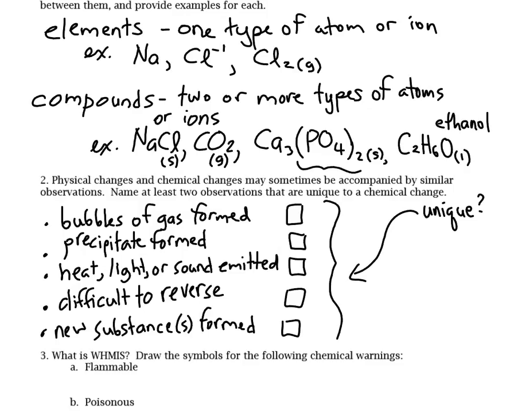Just consider breaking up something into smaller pieces. It's a physical change, but it could make sound like chopping wood. So really the first 3 sometimes can be found in both physical and chemical change. Difficult to reverse. Irreversibility as an observation is something that usually indicates chemical change, and definitely a new substance formed with new properties is going to be unique to the chemical change.